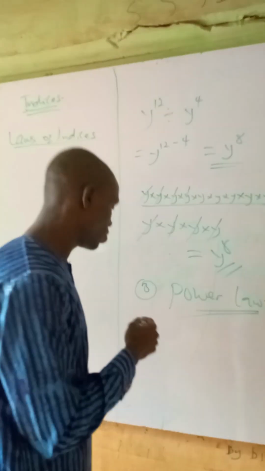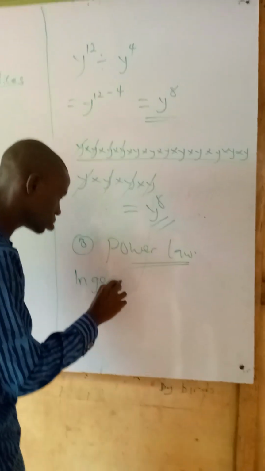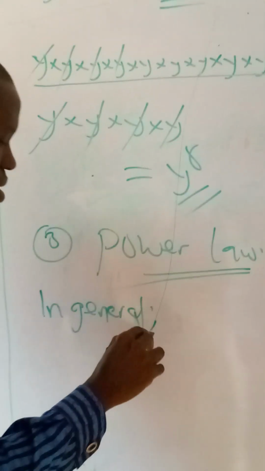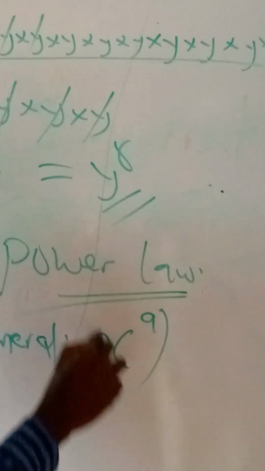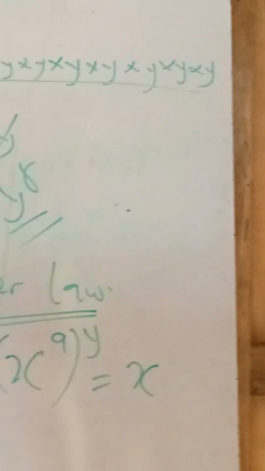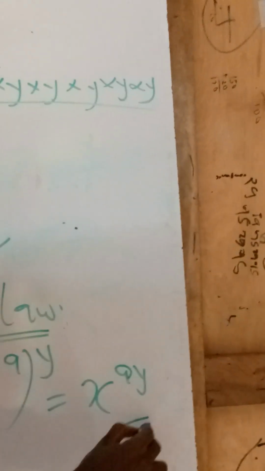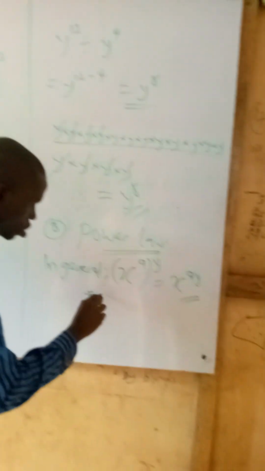Now let's see what we are saying. What I'm saying is, in general, the law says when you have x raised to power a in the bracket, raised to power y, then this will give us x raised to the power of a times y. Now, let's see some examples of this law.